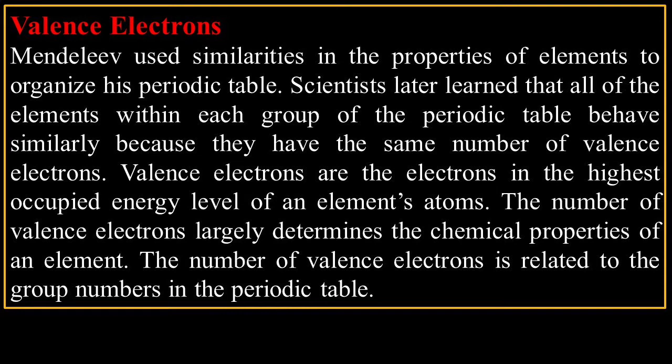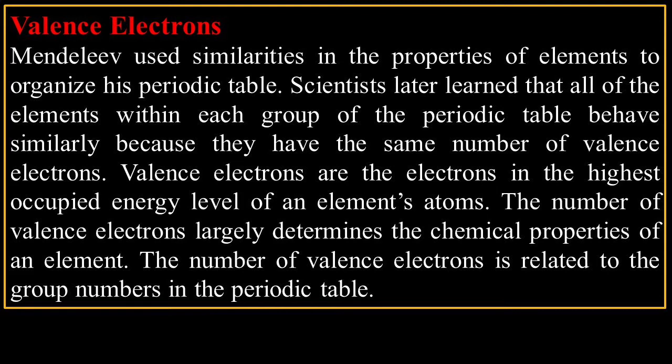Mendeleev used similarities in the properties of elements to organize his periodic table. Scientists later learned that all of the chemicals within each group of the periodic table behave similarly because they have the same number of valence electrons. Valence electrons are the electrons in the highest occupied energy level of an element's atoms. The number of valence electrons largely determines the chemical properties of an element. The number of valence electrons is related to the group number in the periodic table.